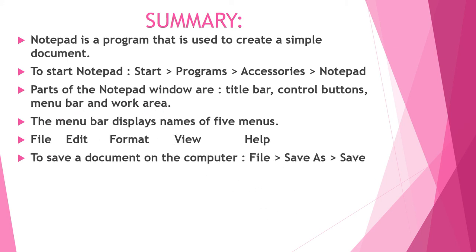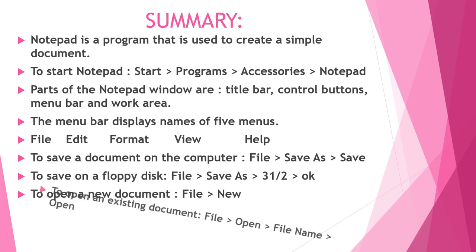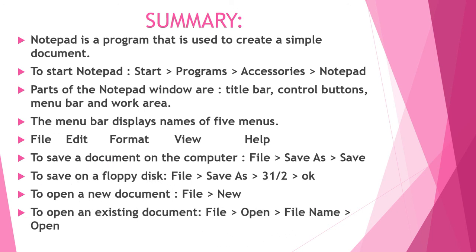To save a document on the computer: File, Save As and Save. To save on a floppy disk: File, Save As, OK. To open a new document: File and New. To open an existing document: File, Open, file name and Open. To exit document: File and Exit.